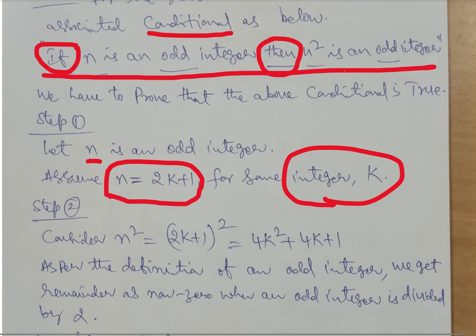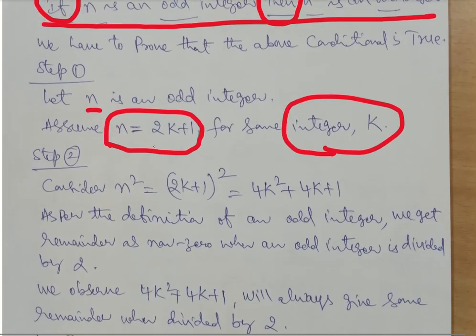Q is nothing but n square is an odd integer. So let us take what is n square. We know what n is here. So n square will be, as per this, (2k plus 1) whole square. Mathematically, this is the equation you will get in two terms, that is 4k square plus 4k plus 1.